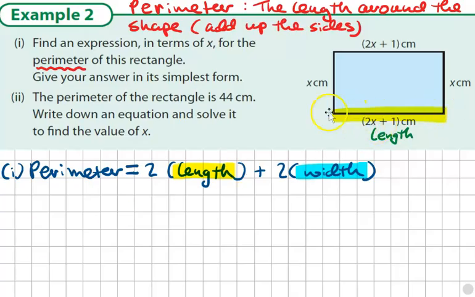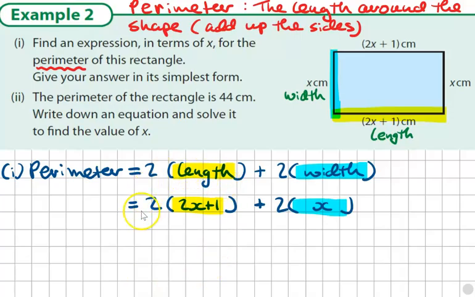So this is the length, 2x plus 1, and this is the width, x. So we have 2 times 2x plus 1 plus 2 times x. It's important here that you multiply. You don't need the centimeters part here. You can just stick that in at the end. So 2 times 2x is 4x, and 2 times 1 is 2, and then 2 times x is 2x. Remember, a number times a letter, we stick them together.